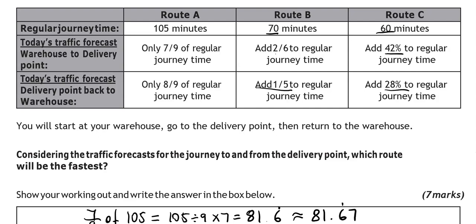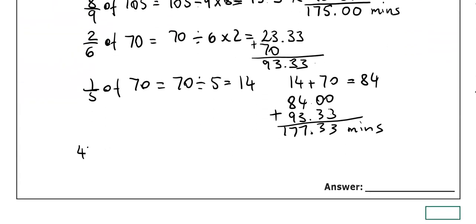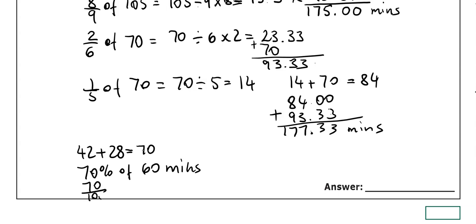And we've got now route C, which says 60 minutes normally, add 42% to regular journey time and add 28% to regular journey time. So we could combine them two together, 42 and 28, and add that to the 60 minutes. So it's 70, so we're working out 70% of 60 minutes. So 70 out of 100 times the 60 gives us 42 minutes.